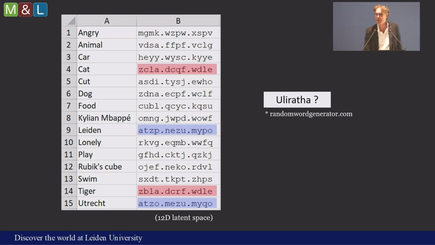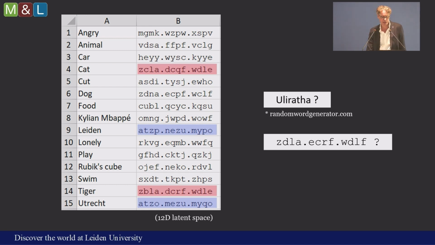Watch this. Now I'm going to make up a random word in the computer column. This one. The VDLA, ECRF, WDLF. There it is. It's a random word. It's random. But wait a minute. Look closely. It resembles the computer words for cat and tiger.